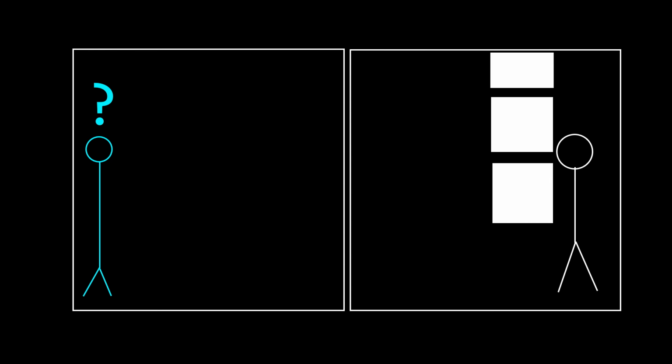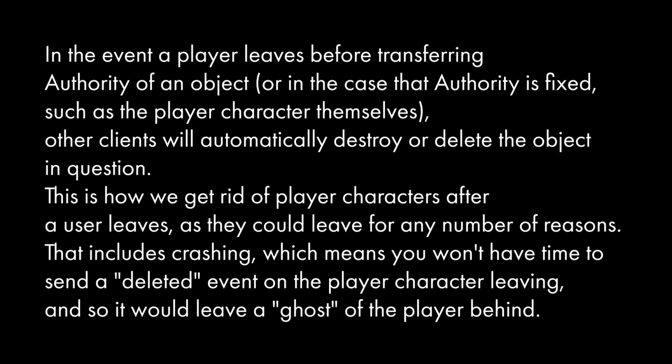This issue is solved by transferring authority of objects, that is, the user sending information about them, before leaving. In the event a player leaves before transferring authority of an object, or in the case that authority is fixed, such as the player character themselves, other clients will automatically destroy or delete the object in question.